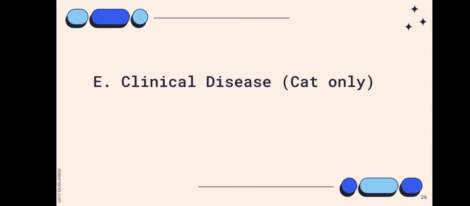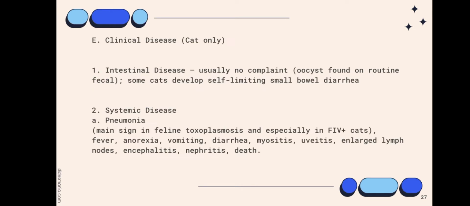The clinical disease occurs only in cats. The intestinal disease usually causes no complaint. Cysts are found on routine fecal exams. Some cats develop self-limiting small bowel diarrhea.